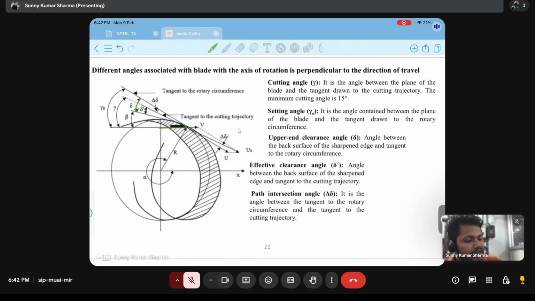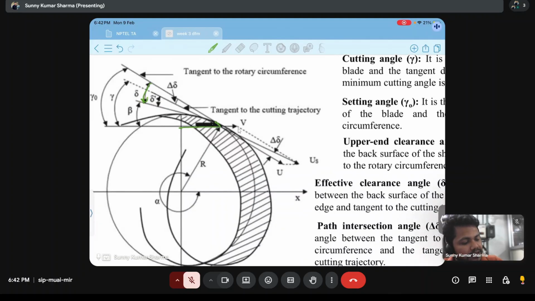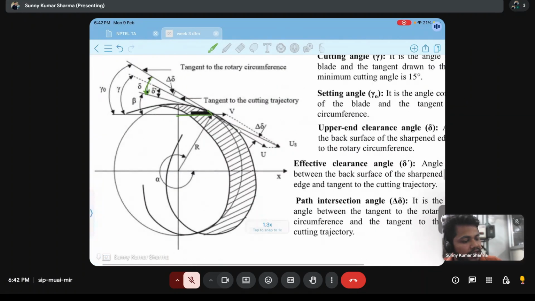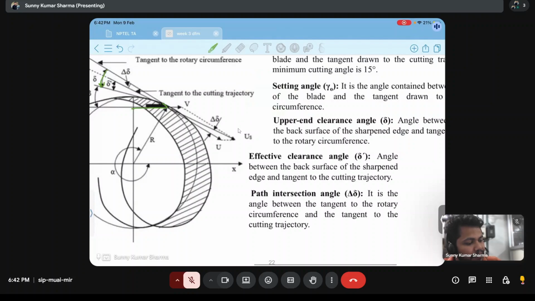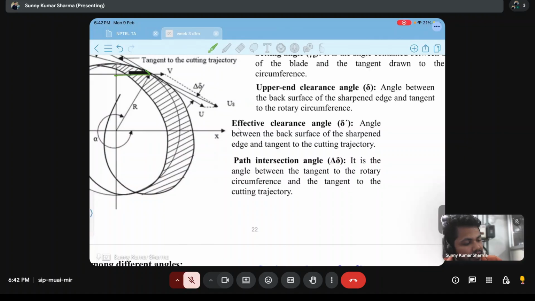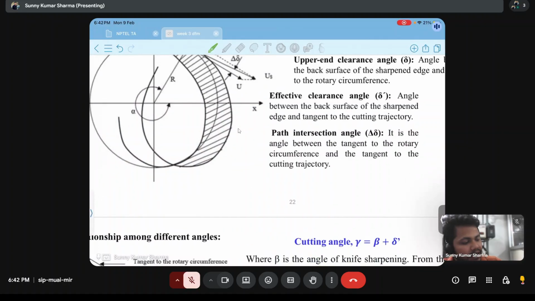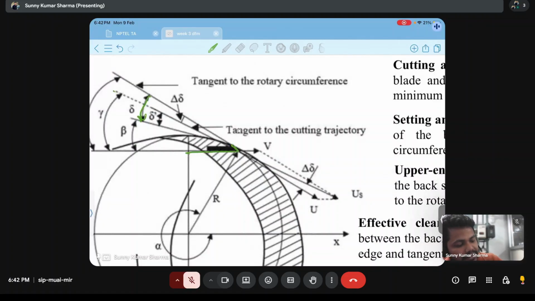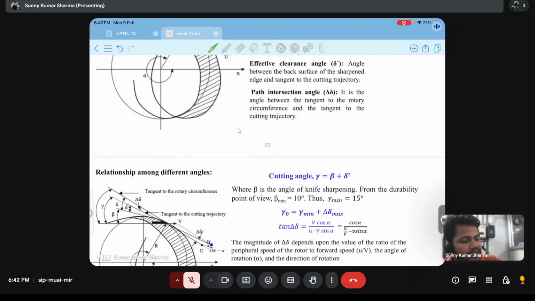Next is the effective clearance angle. That angle is between the plane of the blade, that sharpened edge plane line, and the cutting trajectory, and that is denoted as delta dash. So the upper and clearance angle is delta, the effective clearance angle is delta dash, and the path intersection angle, del delta, is the difference between the cutting trajectory and the rotary circumference tangent. This is our cutting trajectory. This is the rotary trajectory, and between these two we have a clearance, and that angle is del delta. So the path intersection angle is del delta.